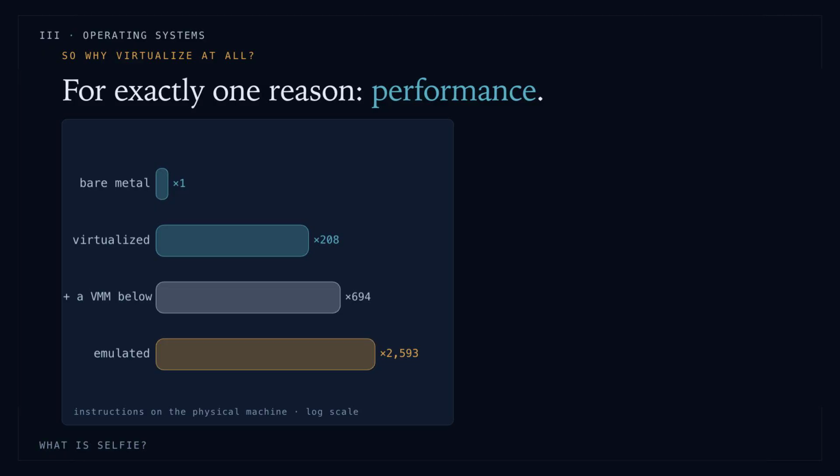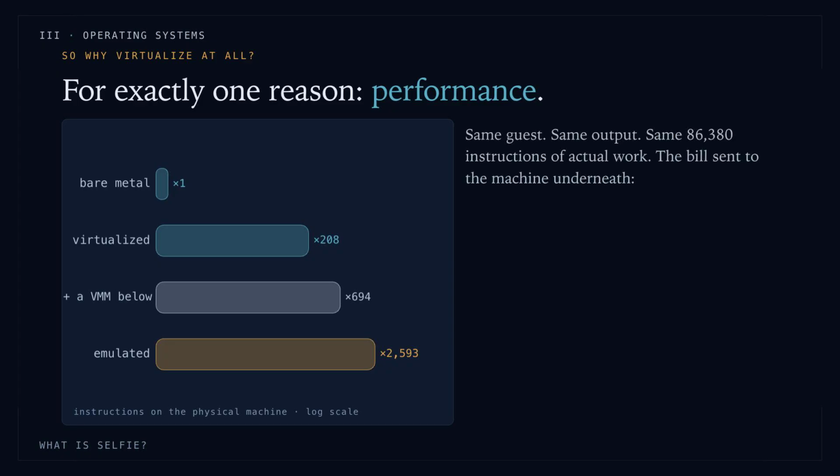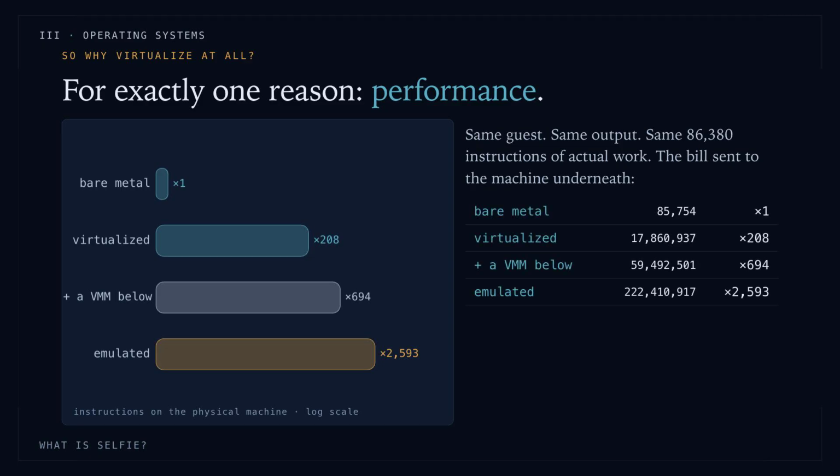So if the two are equivalent, why does every operating system on Earth choose the hard one? For exactly one reason. Performance. The same output, the same 86,000 instructions of actual work. What differs is the bill sent to the machine underneath. On bare metal 86,000, virtualized about 200 times more, with another monitor underneath 700 times. Emulated 2,500 times because interpretation costs a few thousand instructions per instruction.